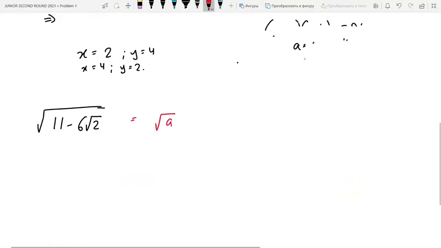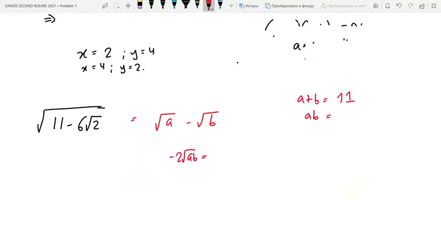So we can try to do this again. I'm putting minus here because there's minus here. When we do this together, I'll get that A plus B should be 11, and minus 2 root AB should match up with this. So root AB should be matched up with 3 root 2, that will be root 18. So AB should be 18.